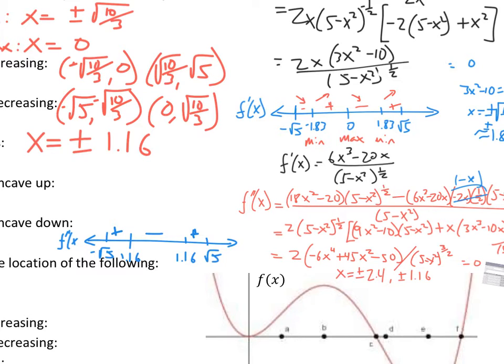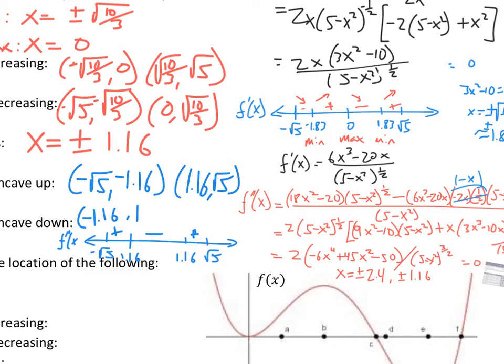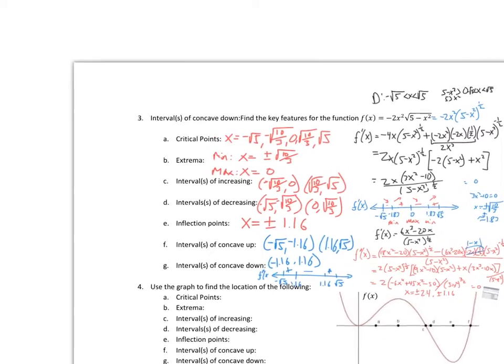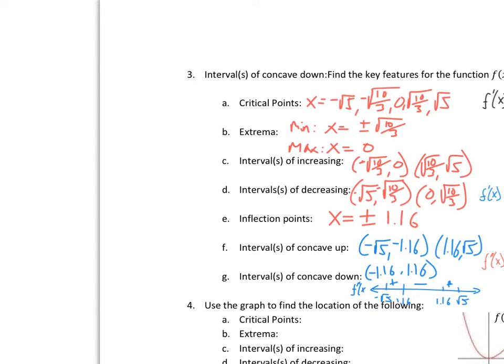So what do we got here going on? So we have some inflection points at negative 1.16 and positive 1.16. We're concave up from negative square root of 5 to negative 1.16 and 1.16 to, sorry, square root of 5. And then concave down from negative 1.16 to 1.16, all right? And last thing we'll do on this problem is we'll do a quick sketch, all right? So what does all of that tell us? Well, it looks something like this.